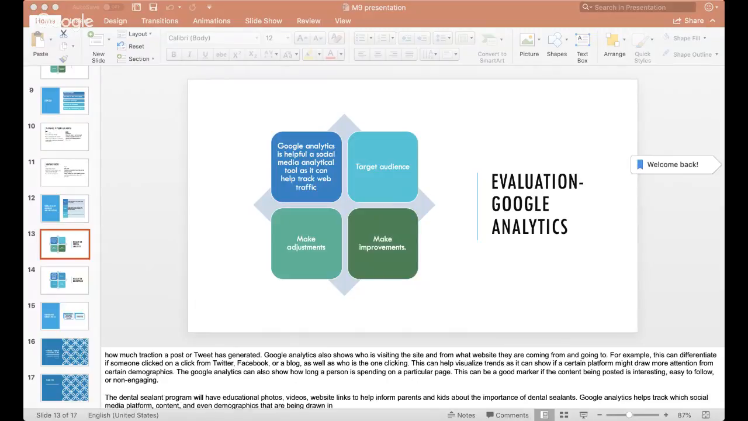It can differentiate whether someone clicked from Twitter, Facebook, or a blog. It can also help visualize trends, as it can show if a certain platform draws more attention from certain demographics. Google Analytics can also show how long a person is spending on a particular page.